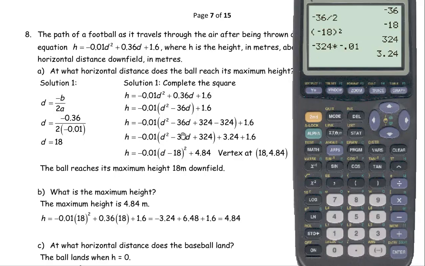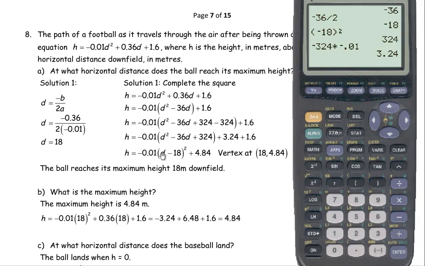Another way is that number right there has to always be half of this coefficient. So half of negative 36 is negative 18. Another way to find it is this number is what you square to get 324. 18 squared is 324, and the sign has to be the same as the sign of this here. So there's a couple different ways you can get how that factors. If we add 3.24 and 1.6, you get 4.84. So the vertex would be at 18, 4.84.